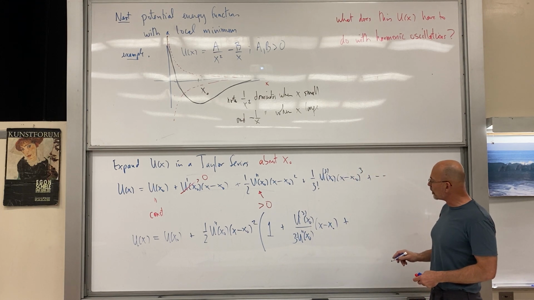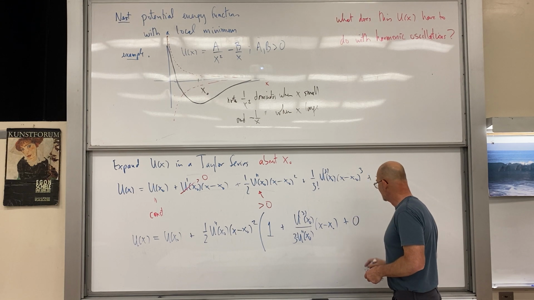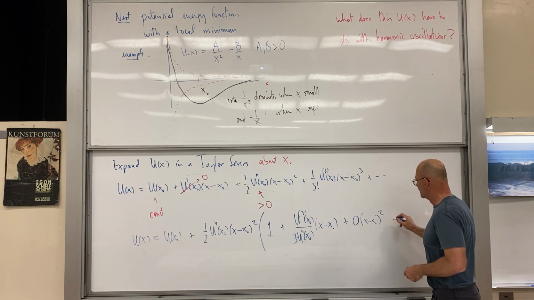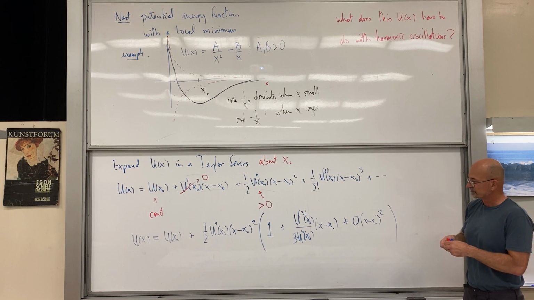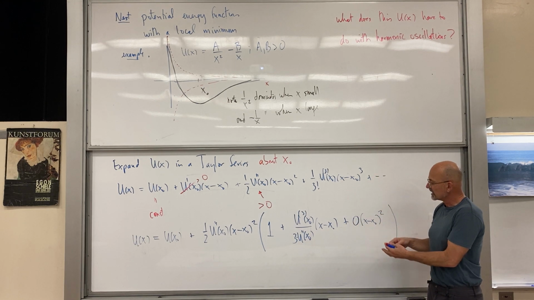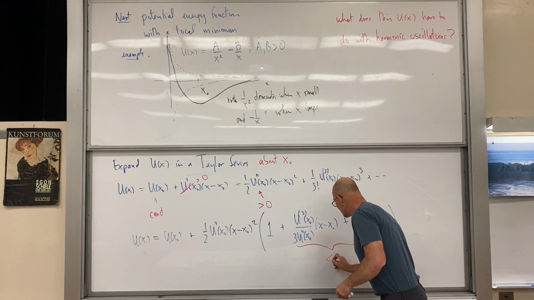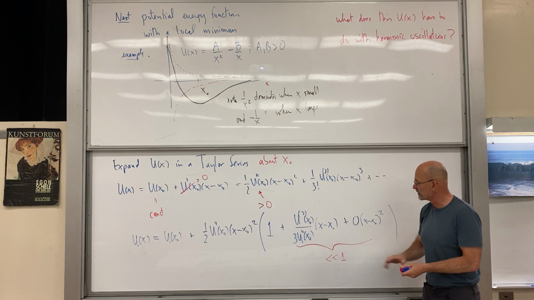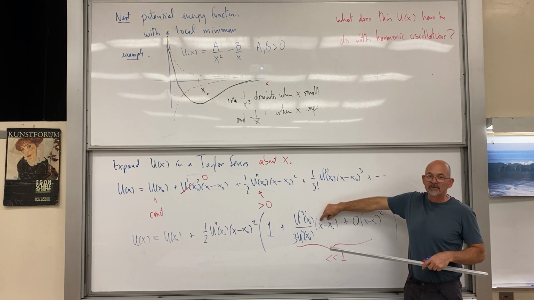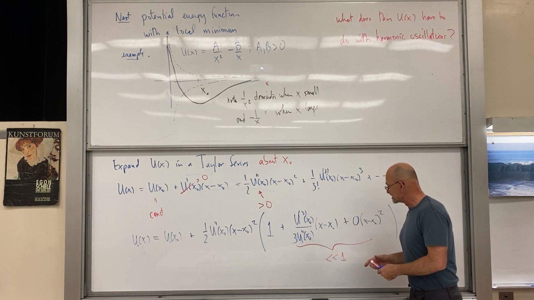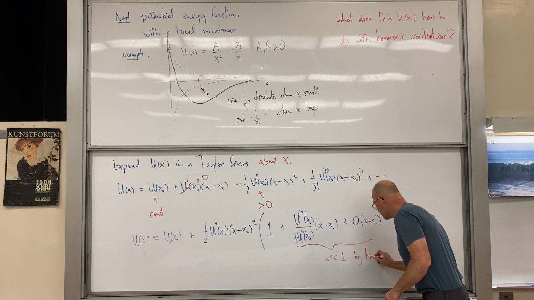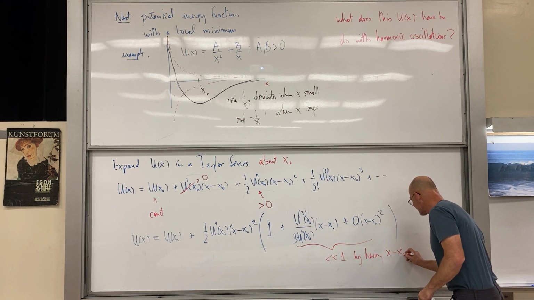Plus, there are now going to be higher order terms. I'll just write order of x minus x0 squared, all the higher ones downstream. That way I don't have to keep writing anymore. And what we're going to do is stipulate that everything here is much, much less than 1. And how can we do that? The way we can do that is by keeping x minus x sub 0 sufficiently small, and sufficiently small means that everything downstream is much less than 1, by having x minus x0 small.